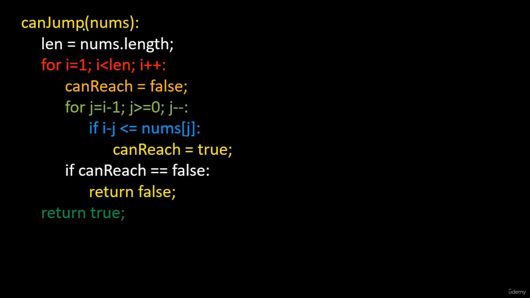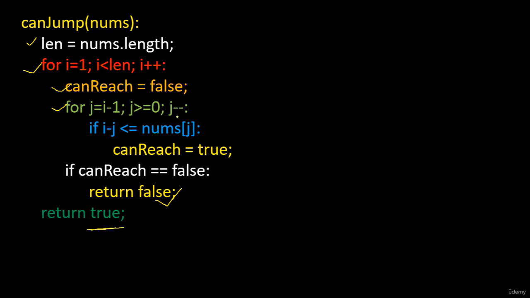This function canJump takes nums array as input. Here we're calculating the length. Len equals nums.length. Then we're running a loop from index 1 to the end of the array. Here we have a variable canRes equals false. Then we're running a loop from i minus 1 to 0. If the difference of index i minus j is less than or equal to nums[j], then we'll set canRes equals true. If we find canRes equals false, then we'll directly return false. Otherwise, we'll return true at the end.